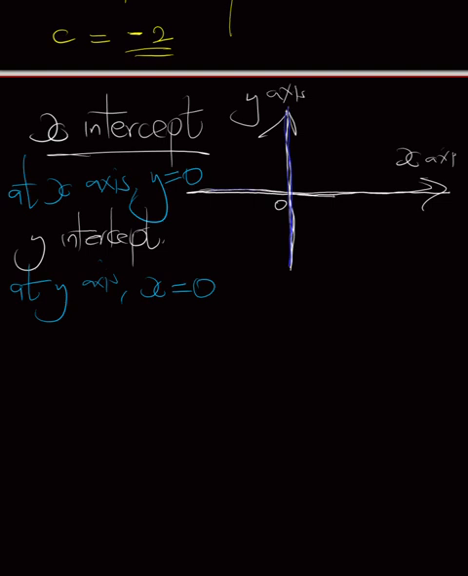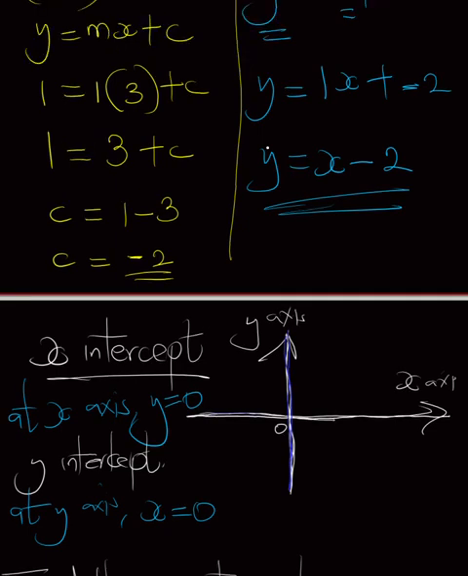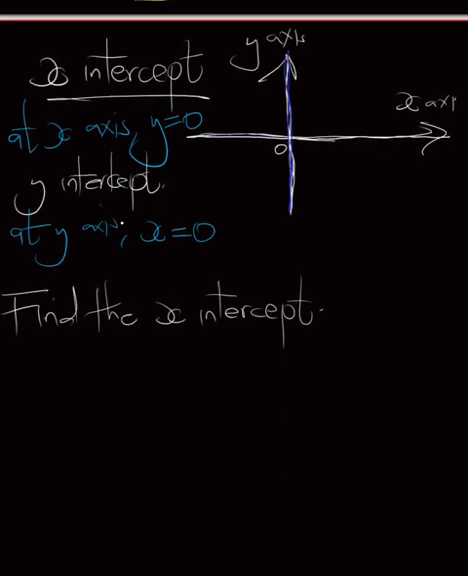Now let's find from the equation the x-intercept. We are still going to use the equation of the line that we had found earlier. Let's go back to it. Our equation of the line was this: y is equal to x minus 2. We will use that. This was our equation.